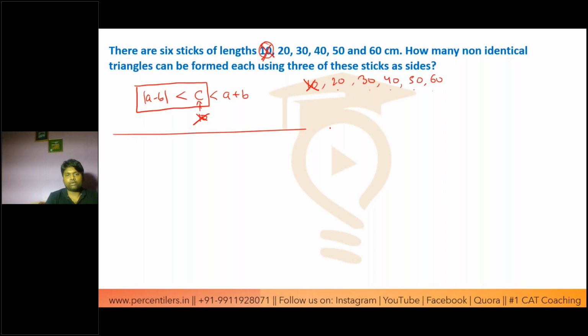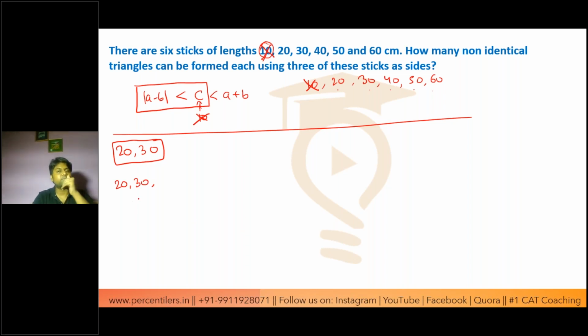Okay, now I'm going to count. How do I do the counting? So I have put 20, 30, 40, 50, 60 in order. I'm going to take pairs. So I'm going to take a pair of 20, 30. So in the pair of 20, 30, sum of A plus B, 20 and 30 is 50. Now my third side has to be smaller than 50. So it could be 40, and it cannot be 50 or 60. So the 20, 30 pair is done.